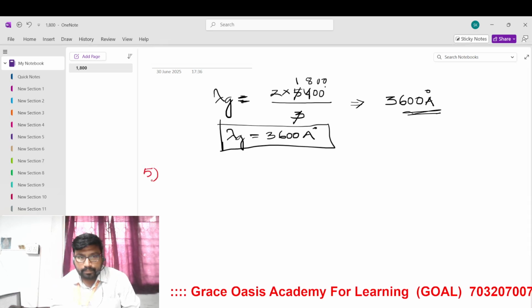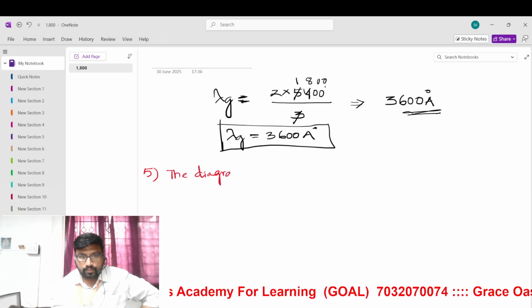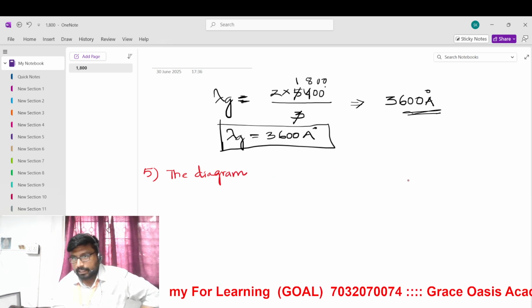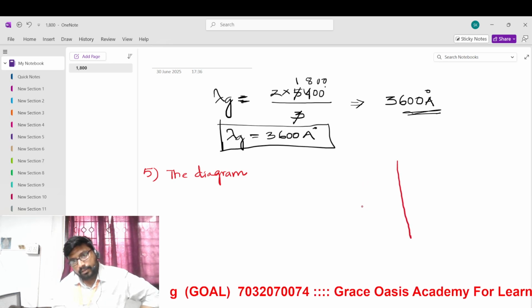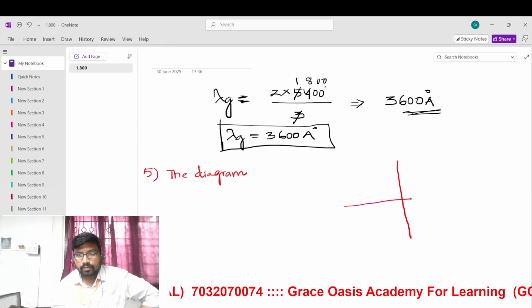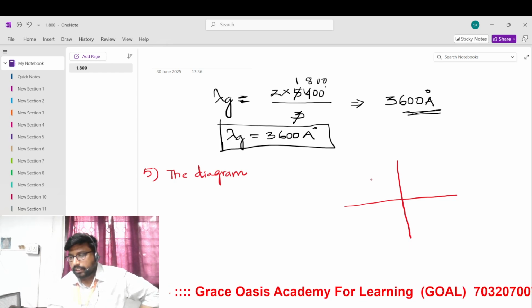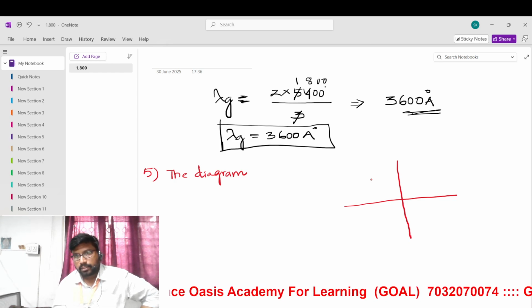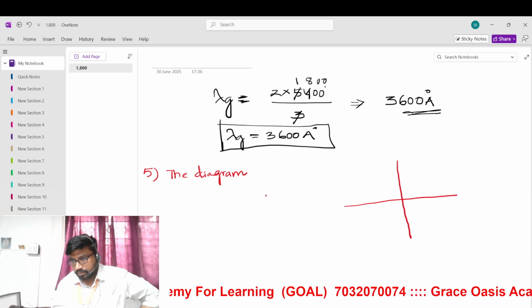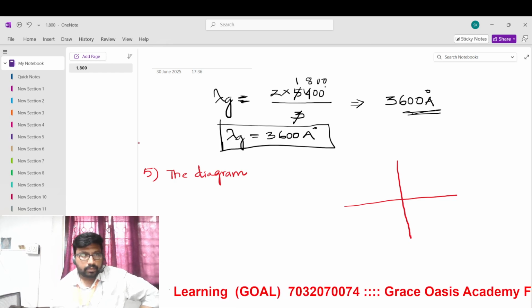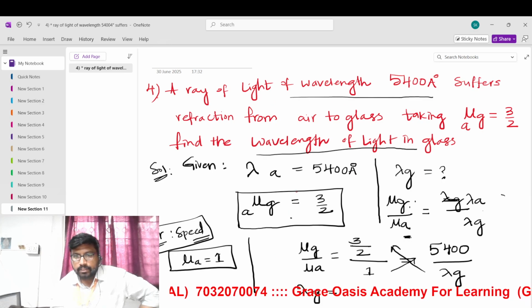Fifth problem. The diagram is given. One diagram is given. No, it is 3600 Armstrongs. In the book it is given. See, we have gone through the process. Is there any calculation error in this?